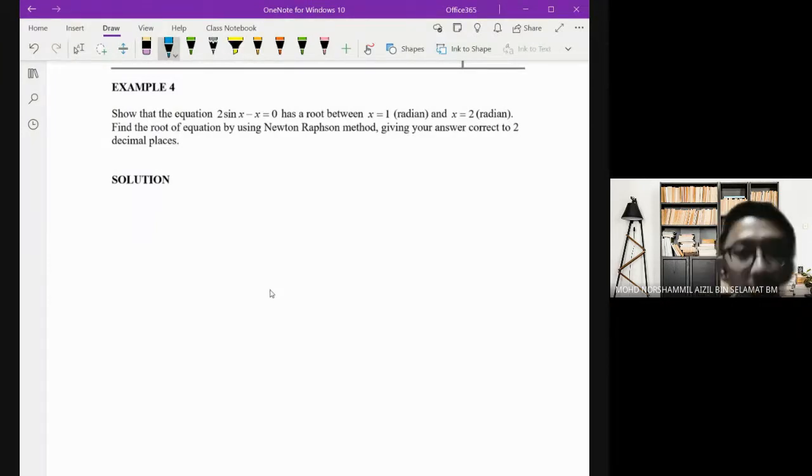Okay, example number 4. Show that the equation, this time involving sine x, and then given to you radian guys. Radian means that make sure calculator mode R. Make sure calculator mode R. Make sure mode R. Ni masalah dunia ni. Mode radian please. Mode R.